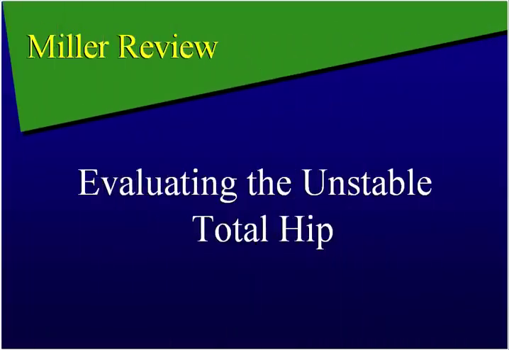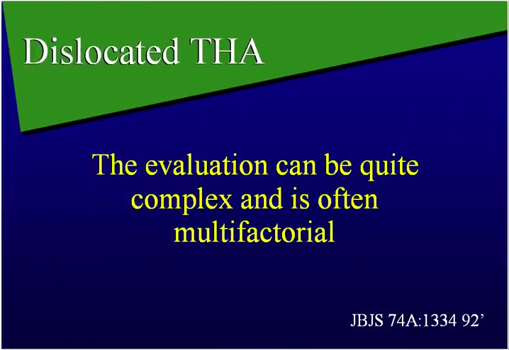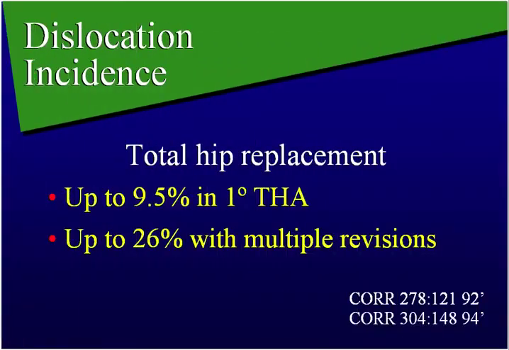The next part is unstable total hip, and there's a lot of little pearls to look at for the boards here. The evaluation of the dislocated hip is often complex and usually multifactorial. Dislocation incidence is up to 9.5% in primaries, typically 1 to 3%, and it's up to 26% with multiple revisions.